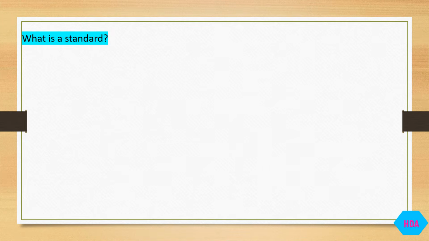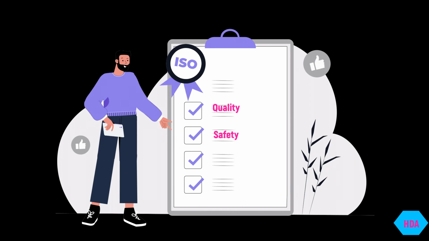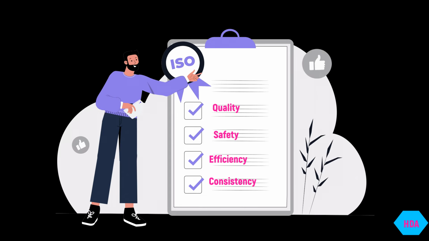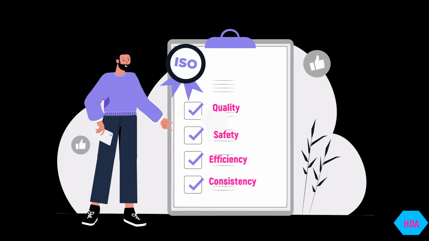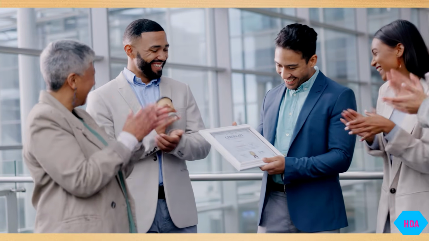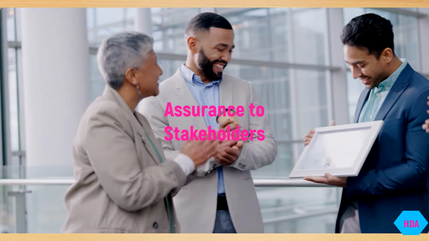Now let us understand what is a standard. A standard is a documented set of rules, processes or characteristics to ensure that the final products, services or processes come with specific quality, safety, efficiency and consistency requirements. For example, standard 42001 lists down certain requirements. Let us say A, B, C, D. So now when an organization is certified as ISO IEC 42001, it indicates that it fulfills all the requirements of the standard. So it gives assurance to the stakeholders.